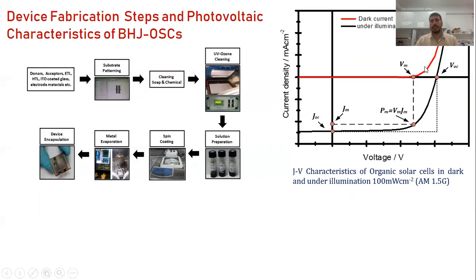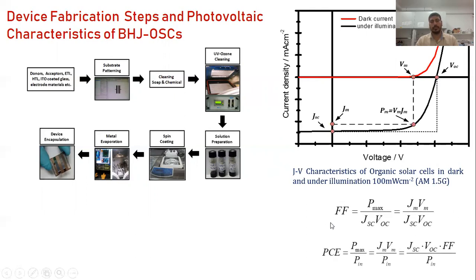You see this red line is the characteristics under the dark, and this black line shows the characteristics under the illumination of the light with the intensity of 100 milliwatt per centimeter square with AM 1.5 G. This is the standard procedure for the illumination, and from this IV curve we can calculate the value of VOC, JSC, JM, VM, and maximum power. And with the help of these values, we can calculate the fill factor. The fill factor represents how much power is delivered to the load, and we can also calculate the efficiency with the help of these values like JSC and VOC.